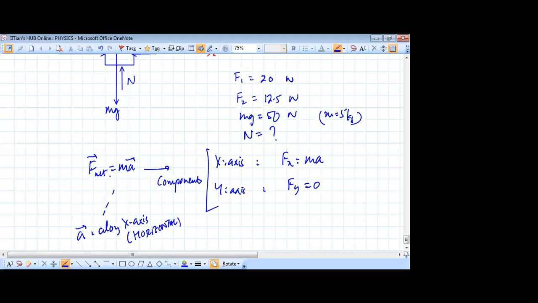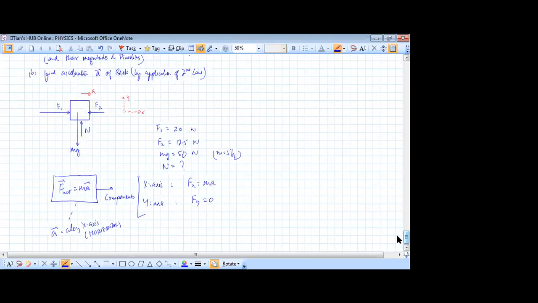So when you break this equation F equal to ma, the vector equation, into component form along the horizontal and vertical, this is what is happening. Now going back to the diagram, you can see what is the net horizontal force along the x-axis. It is becoming F1 minus F2 because they are opposing each other, but F1 is dominating. So F1 minus F2 is ma.